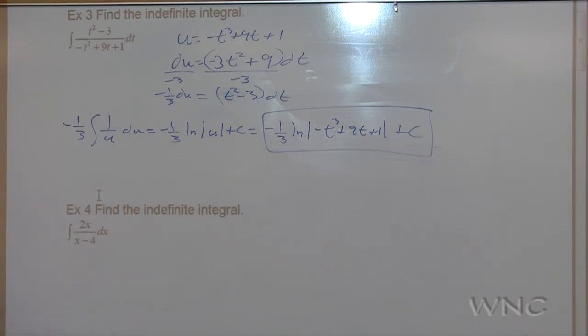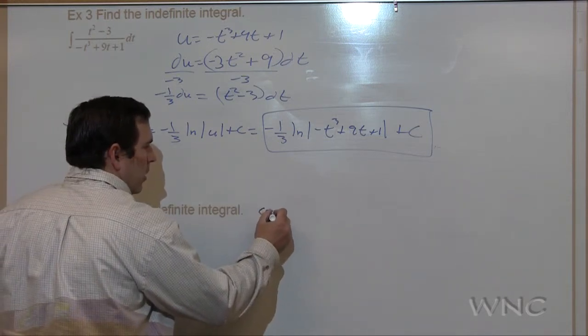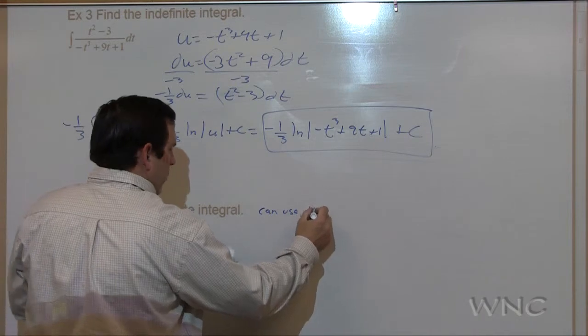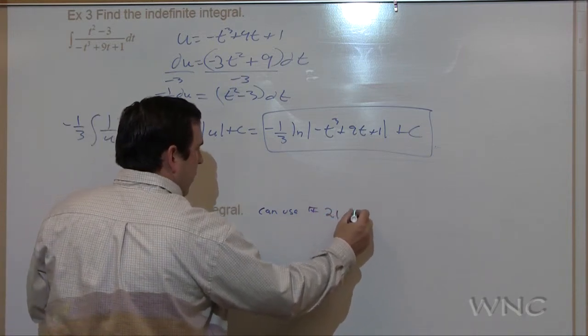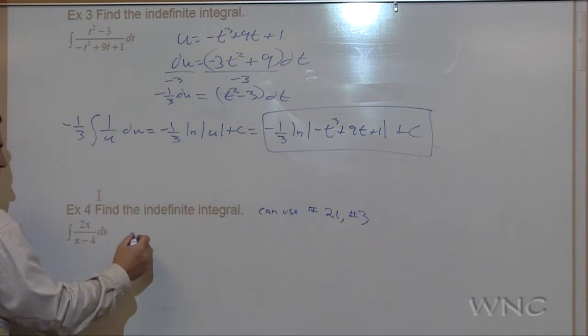Okay, for example 4, find the indefinite integral of 2x over x minus 4. When you have this situation where you have the same power on top and bottom, or maybe a bigger power on top than bottom, try some long division. I'm going to do the long division.